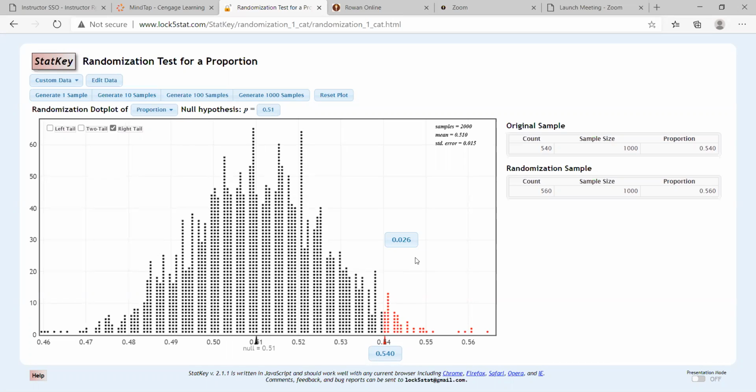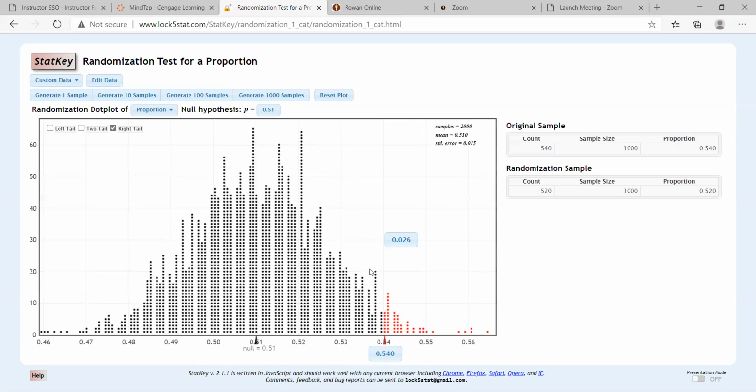Suppose our alpha is 0.05 in this case. And we notice our p-value is less than that, 0.026. So 0.026 is less than alpha, the level of significance, 0.05. And in that case, we would reject the null hypothesis that p is 0.51, and we would say that the alternative hypothesis that p is greater than 0.51 is probably true. The true population proportion is bigger than 0.51.